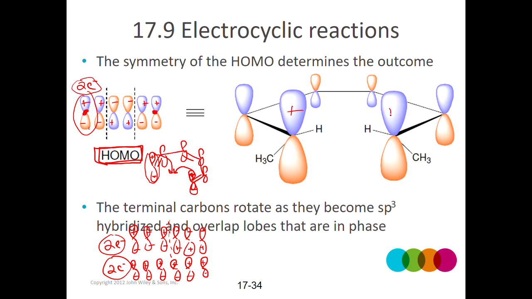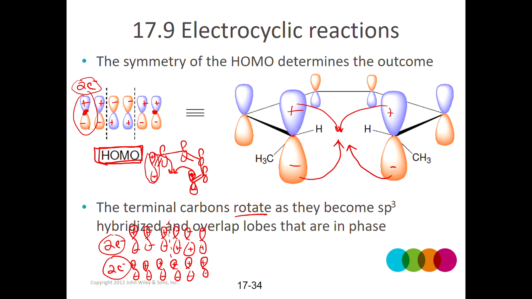So if this is plus plus and minus minus, and that's the way it should be, because this is the orbital we're dealing with, and we have pluses on the same side on the outside and negatives on the same side on the outside. There's 2 ways to form the sigma bond. These 2 areas with the same wave sign can rotate in, or these 2 areas with the same sign can rotate in. The terminal carbons rotate to form a sigma bond.